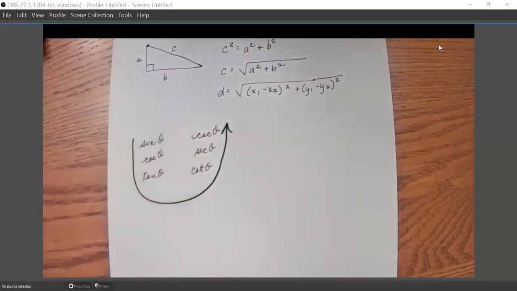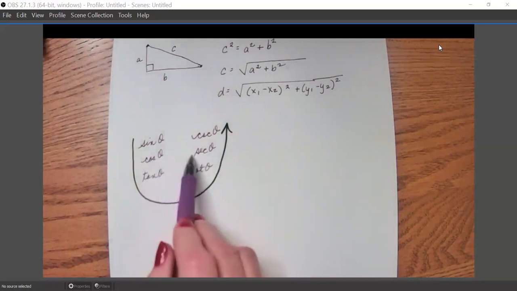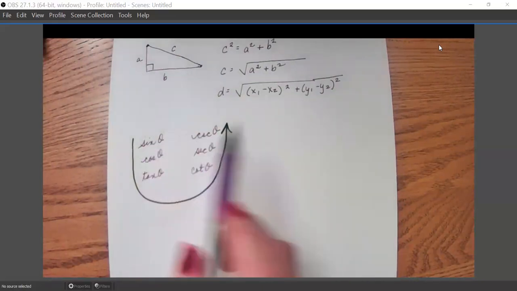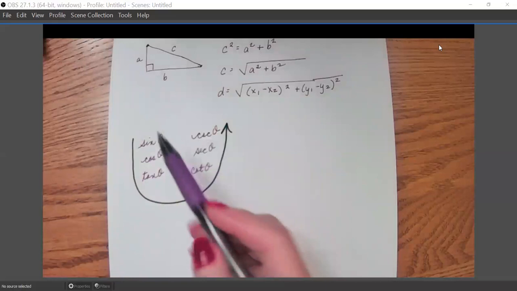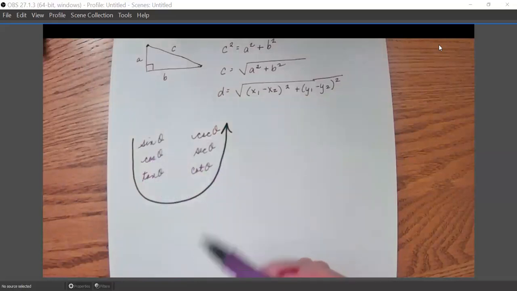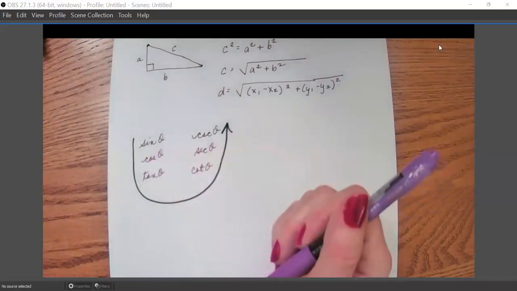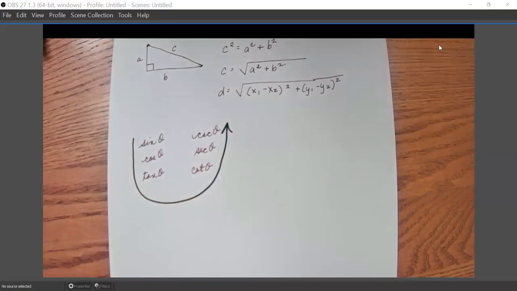I want you to do that because these 2 trig functions are reciprocals of each other. These 2 are reciprocals of each other. These 2 are reciprocals of each other. So really, you only need these 3, and you automatically get the others by using the reciprocal, swapping the numerator and the denominator.